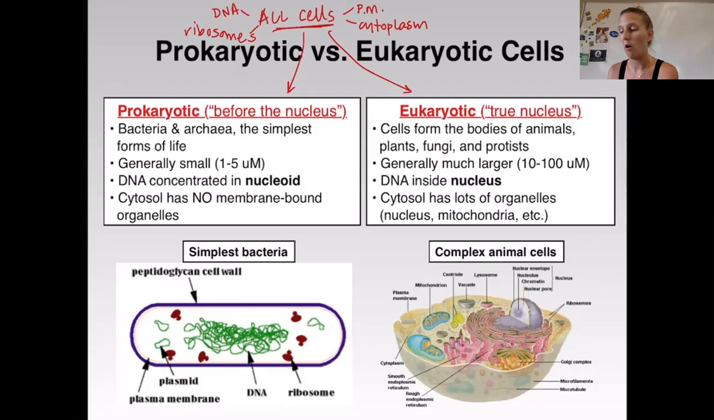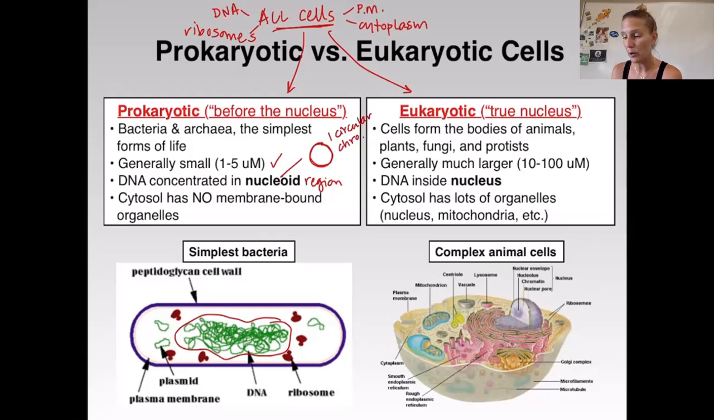Prokaryotic cells are like bacteria and archaea, which we'll talk about later. These are the simplest forms of life. They're generally very small. The DNA is not in a nucleus. It is just in this region of the cell called the nucleoid region, right? The DNA in these guys is one single circular chromosome, right? And we'll talk about what those are in a little bit.